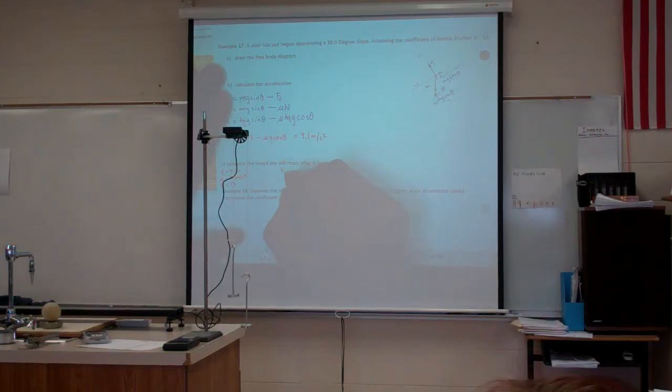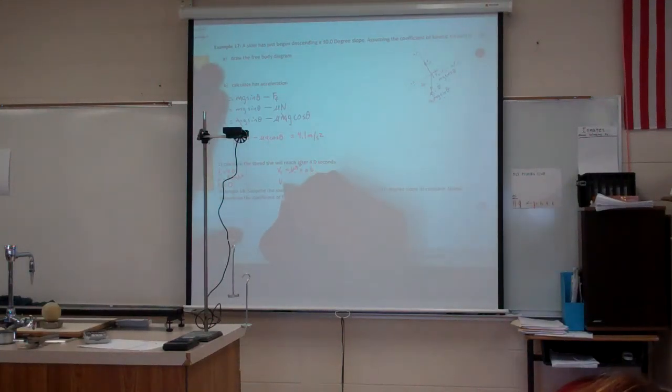Alright, so we've got a handy equation that says the V final is the V initial plus AT. Vi goes to 0, so we get V final equal to 4.1 times the time of 4. Okay, we get 16.4.